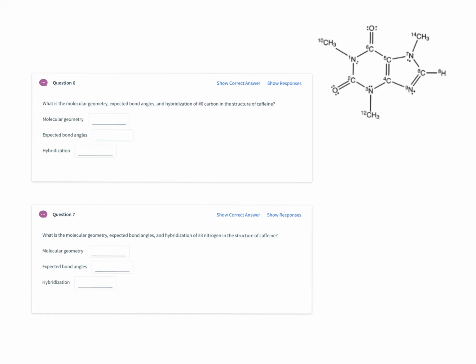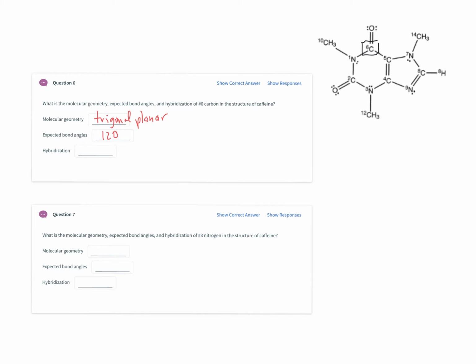Question 6: what is the molecular geometry, expected bond angles, and hybridization of carbon-6 in the structure of caffeine? Carbon-6 is right here. Carbon-6 has 3 electron domains, and all 3 of those electron domains are bonding domains. So that would put us in the trigonal planar electron domain geometry. Because we're trigonal planar, the best arrangement would be 120 degrees apart.